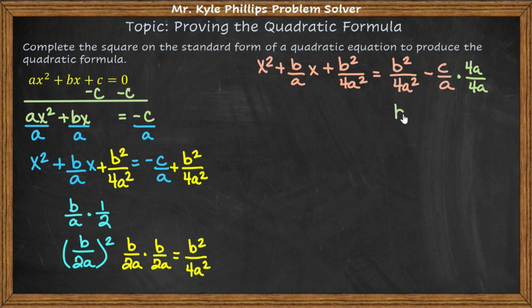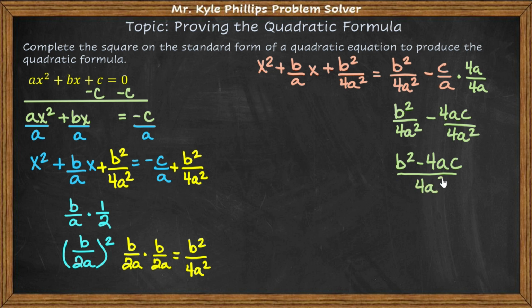So here I now have b squared over 4a squared minus 4ac all over 4a squared. And now, since my denominators are the same, I can write this as one fraction. So here I have b squared minus 4ac, and this is all over 4a squared.